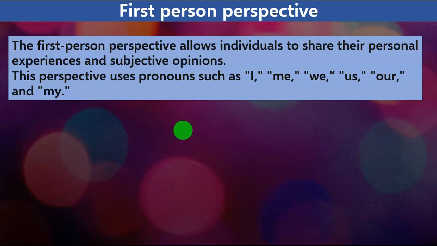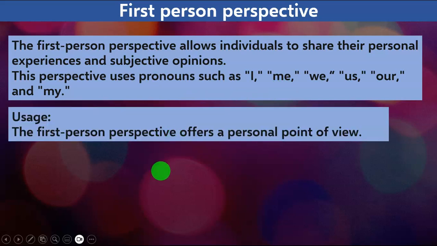Now the first person perspective allows individuals to show their personal experiences and subjective opinions. The perspective uses pronouns such as I, me, we, us, our and my, right? So these are the pronouns which are used in first person perspective, right? Now, when is the first person perspective used?